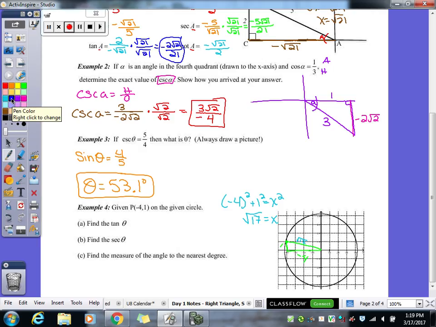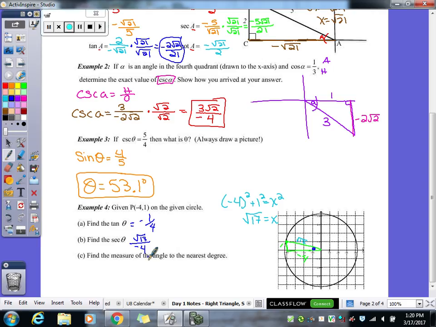So again, our angle is always right down in the corner between the line you draw and your x-axis. So what would be our tangent of that angle? One over negative 4, so negative 1/4. Our secant value, our hypotenuse over our adjacent side, so square root of 17 over negative 4.